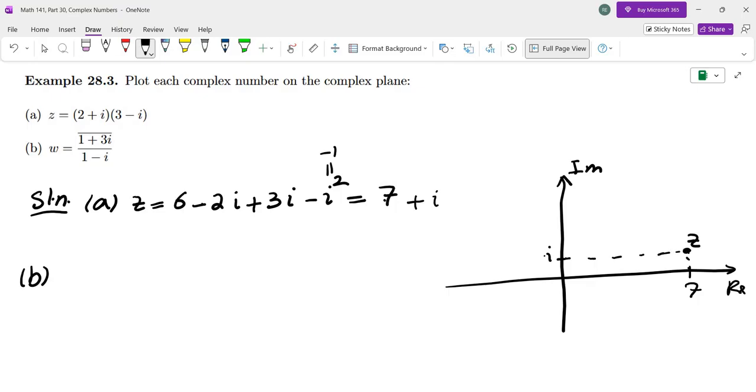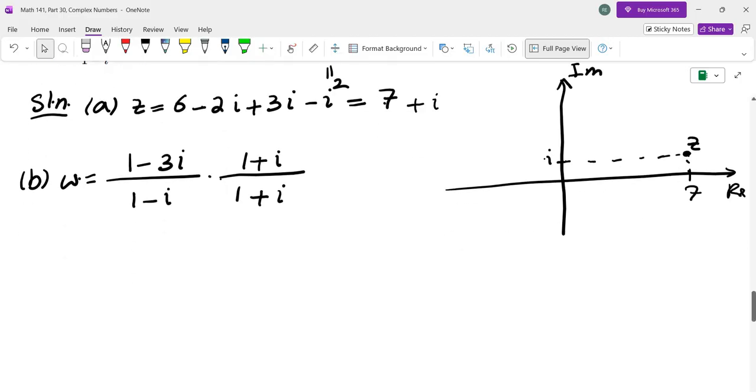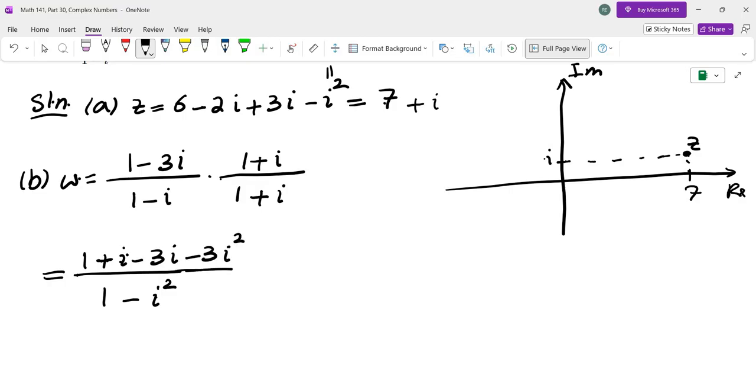The next one, w, we'll have to take the conjugate of 1 plus 3i, so that's 1 minus 3i, divided by 1 minus i. Then we have to multiply by the conjugate of the denominator so that we can write it in standard form and plot it on the plane. So we get 1 minus i squared in the denominator, and in the numerator we get 1 plus i minus 3i minus 3i squared. Again, i squared is -1.